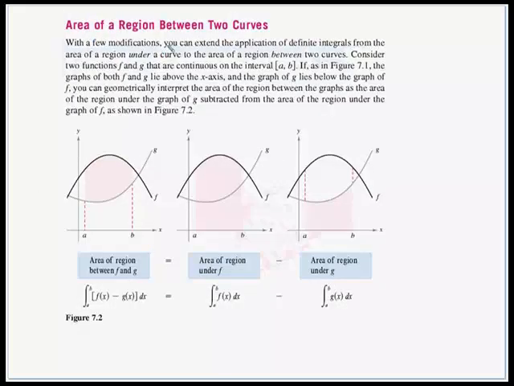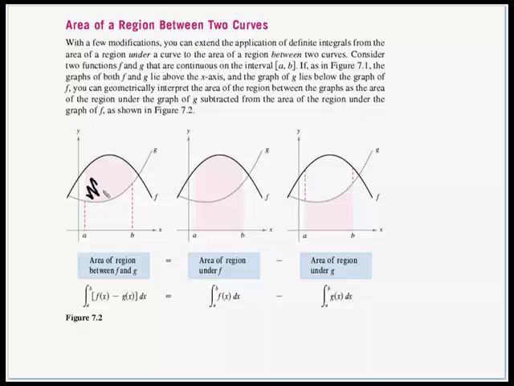So with a few modifications, you can extend the application of definite integrals from the area of a region under a curve to the area of a region between curves. So we consider these functions f and g that are continuous on our interval from a to b. If, as in Figure 7-1 on the previous slide, the graphs of both f and g lie above the x-axis and the graph of g lies below the graph of f, you can geometrically interpret the area of a region between the graphs as the area of the region under the graph of g subtracted from the area of the region under the graph of f.